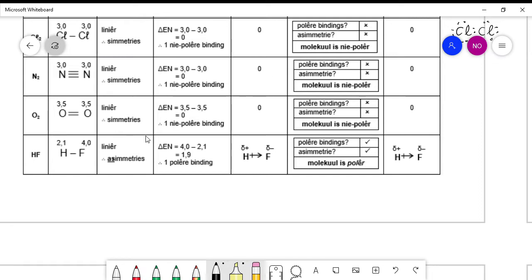So let's look at HF. Let's start with the difference in electronegativity. You do your calculation and you find that the difference in electronegativity is equal to 1,9. Now you have to know those values. Do you agree that 1,9 is between 0,9 and 2,1?